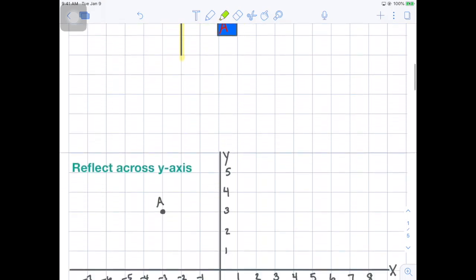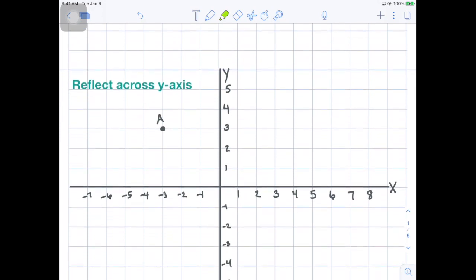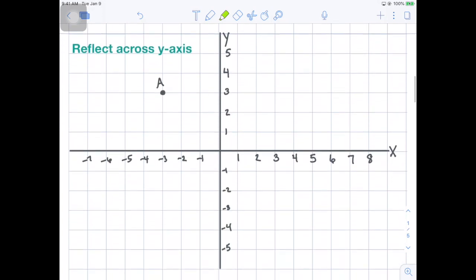All right, so let's talk about things that happen in reflections. We're going to start with just a point. We have point A here, and we can see it is at (-3, 3). We're going to reflect this one across the y-axis. You have to know where your y-axis is. That's very important, so I'm going to highlight our y-axis here in yellow. This is a good strategy to use: I always start with knowing what axis you're going across. That's usually a mistake people make.